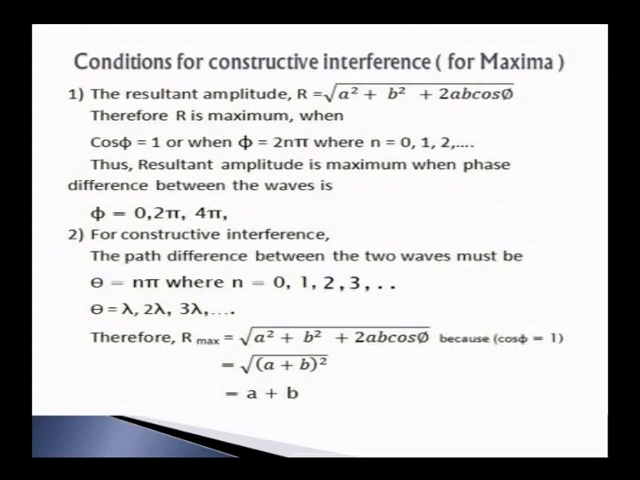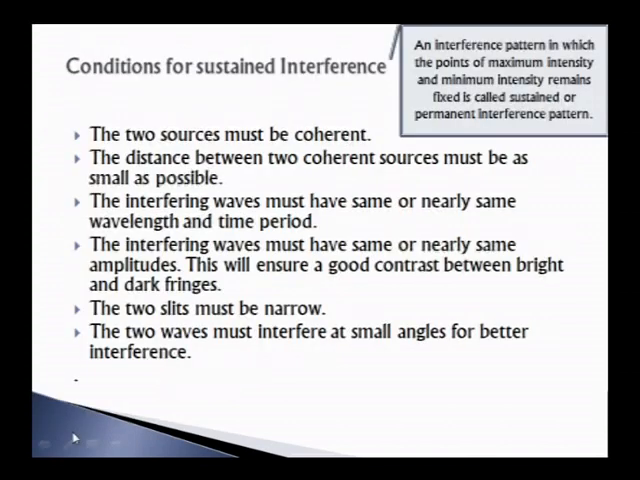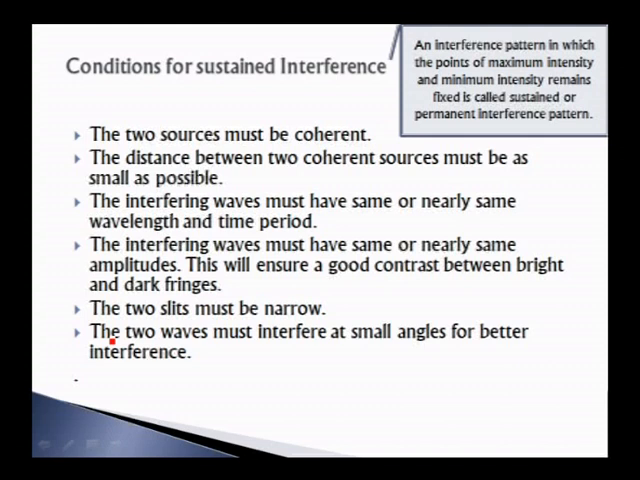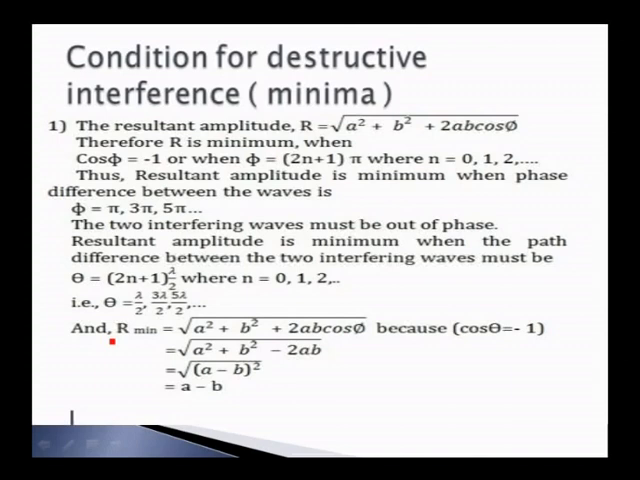We proved theoretically that in the case of constructive interference, the amplitude of the resultant is the sum of the two waves. That is what we proved last time, whereas in the case of destructive interference, the amplitude of the resultant wave will be the difference between the two waves, and this is verified and proved experimentally by conducting a simple experiment.